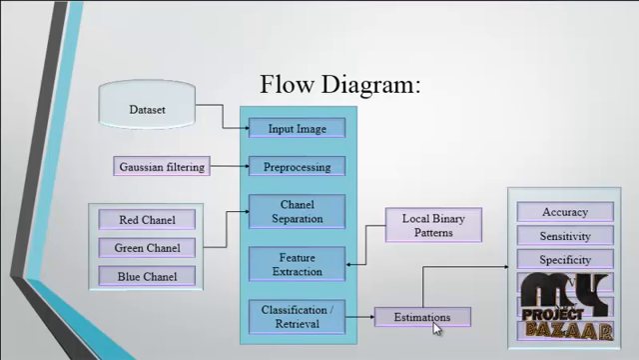In the estimation part, we have to consider these parameters: accuracy, sensitivity, specificity, then the PPV. The PPV indicates the positive predictive value, and the NPV represents the negative predictive value, and the time estimation of the process. The time estimation will provide the overall execution time for the process.